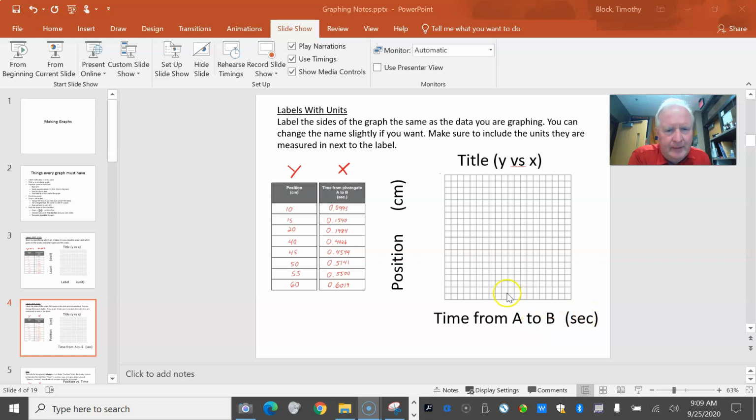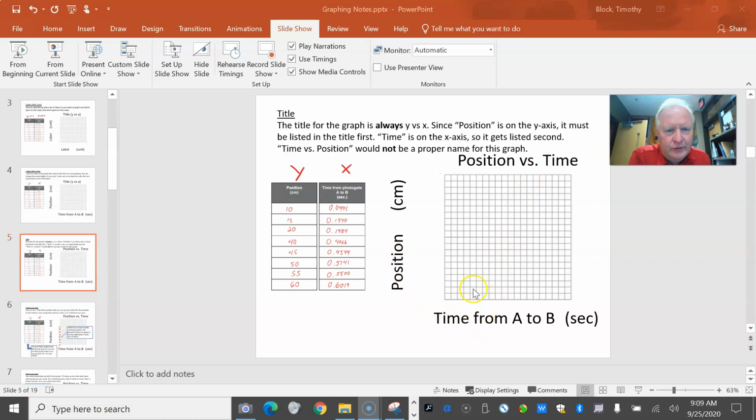Then we want to name it. So this is the second step. Name it. Well, what is the title? The title isn't a car going down the track. It's not some sort of experiment number 1. It is simply whatever we have here versus whatever we have here. And so in this one, it would be position versus time. So you see we put in position versus time. All right, that's step 2.